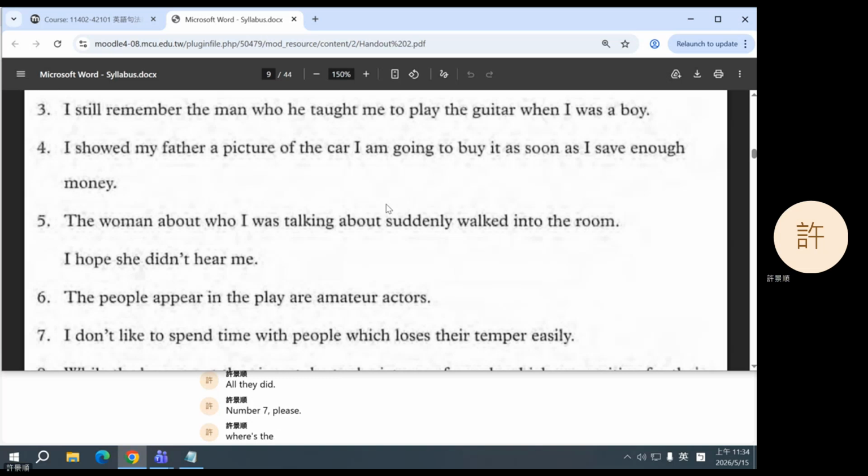Number 7, please. Where's the mistake? Okay. Which is wrong? How should we change it? Who or that? Okay. Do we need to fix something else? How many people? One or many? So is this right? So it should be "who lose," or "that lose." Okay, good.